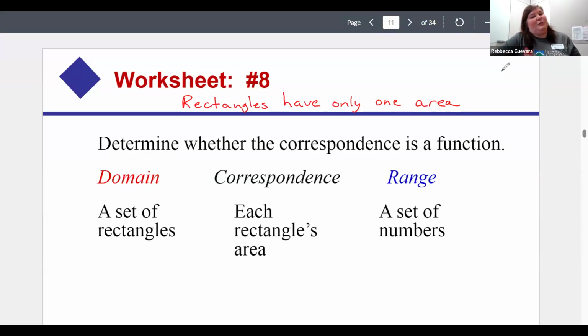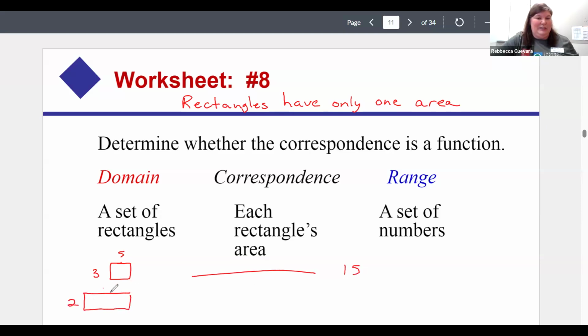So if you think about this one, we have the set of rectangles. Oops, it was 3 and 5, I think I had here. So we have this rectangle. It has an area of 15. And we had like this rectangle and we said, well, it has an area of 14. Rectangles will only have one area. You do not get a rectangle and get two areas. Because each rectangle has only one area, these are functions.